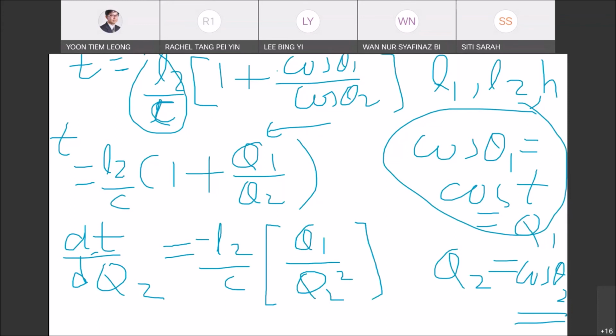So when I set it to be 0, then it would not be accurate. It will not be correct, because in that case, I would not get anything. By setting dt/dq2 equals to 0, the only solution I get is q1 equals to 0. So that would not give me any correct answer. So it looks like this is not a good try.